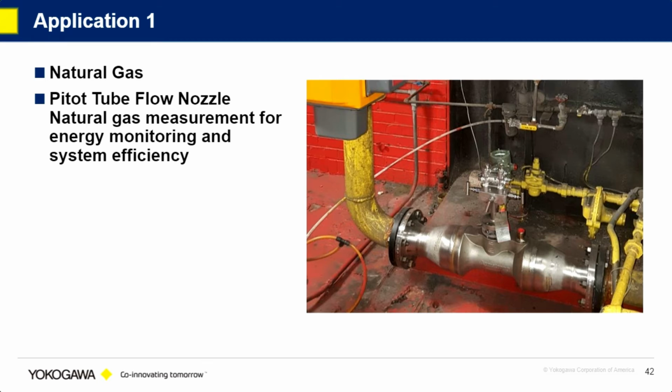So this is an installation of an Accelabar, and this was a gas application. And you can see there's not a lot of straight run upstream or downstream. The benefit of the Accelabar is that we don't need a lot of upstream or downstream piping. In this particular installation, it was natural gas, and we were just measuring the differential pressure, and there was an external device to do temperature and pressure compensation for the natural gas.